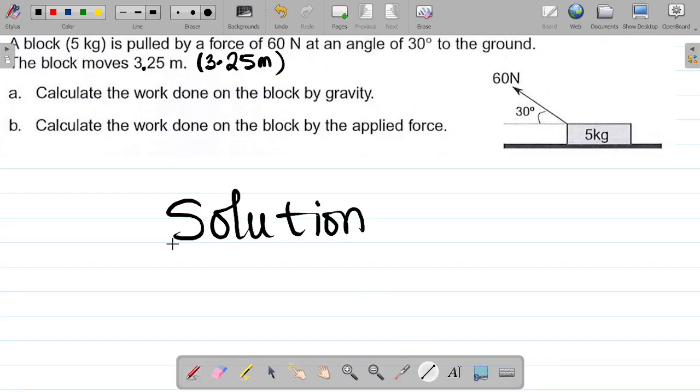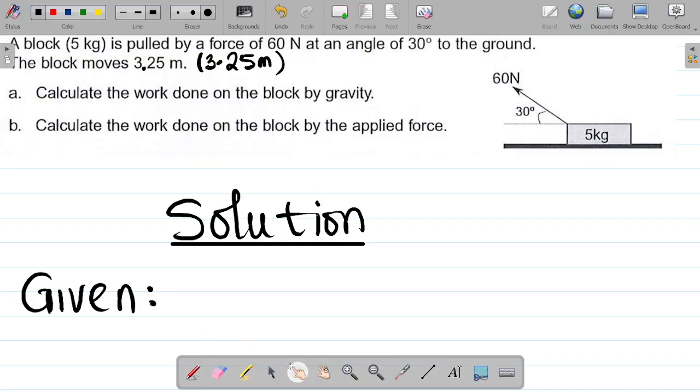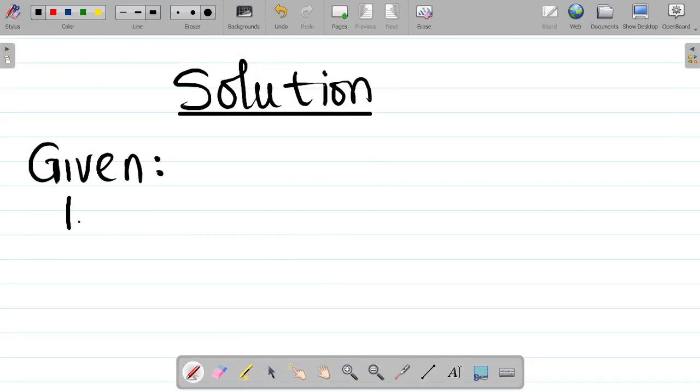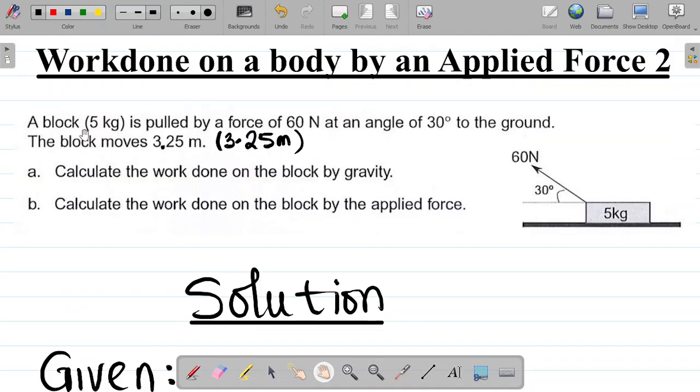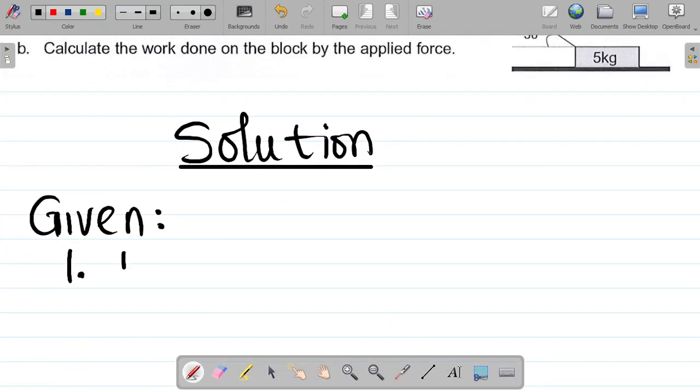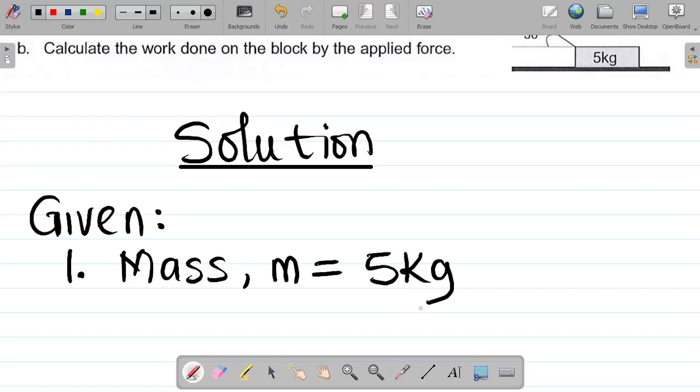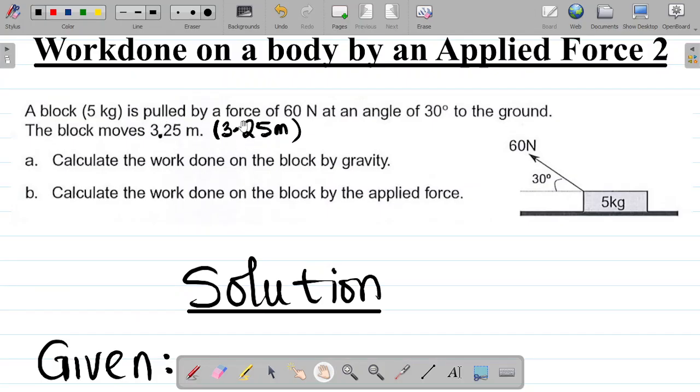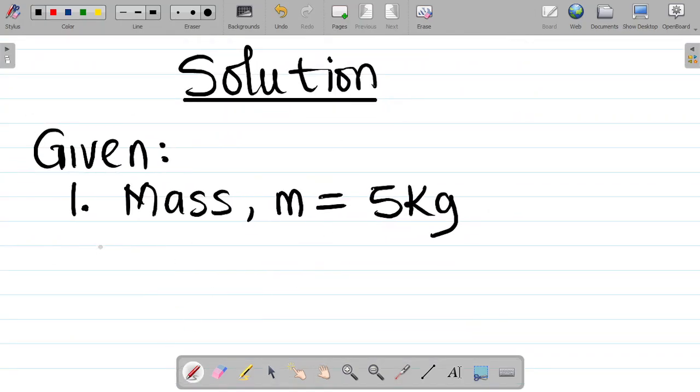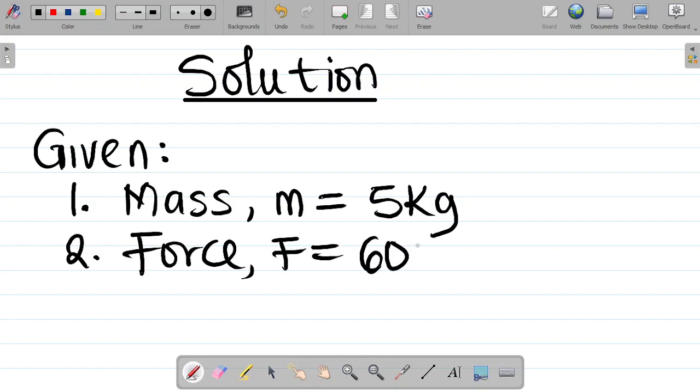Let's list out our parameters. Given in this question, what's the first thing you're given here? Given number one, they said a 5 kilogram block. So the first thing you have there is the mass. Let's use M equal to 5 kilogram. Next, they said pulled by a force of 60 Newton. Number two, I'm given the force, F equal to 60 Newton.